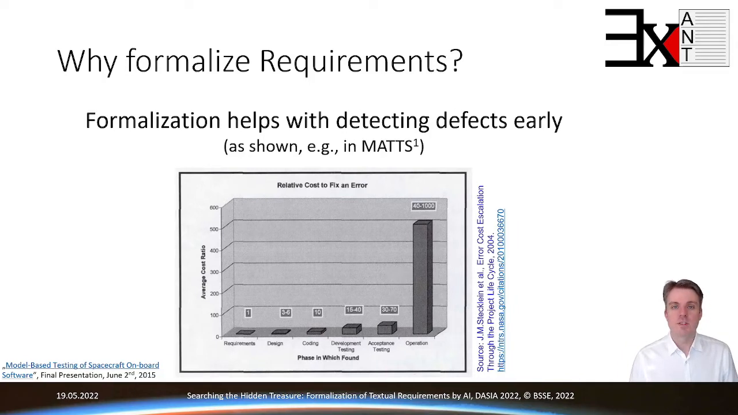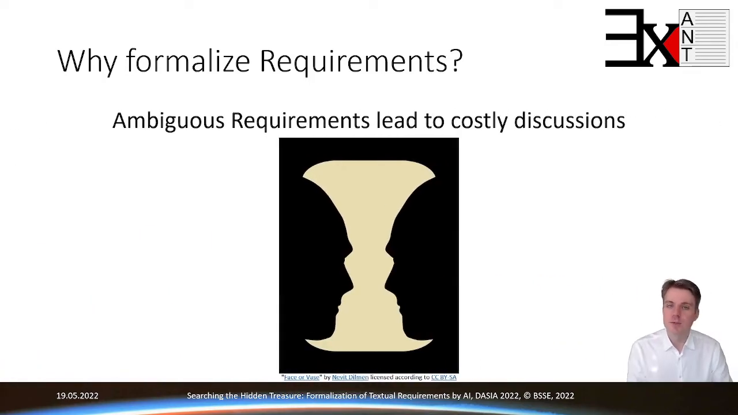And that, of course, is interesting because ambiguous requirements lead to costly discussions. In the worst case, you'll have that discussion at the end of your project when you're trying to deliver your software to your customer, and your customer disagrees regarding the interpretation of some very important requirements. And you might have to start over.